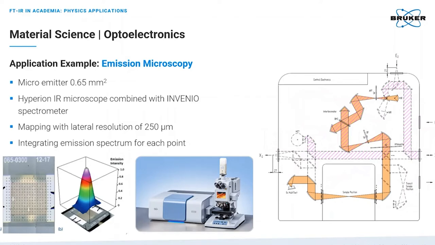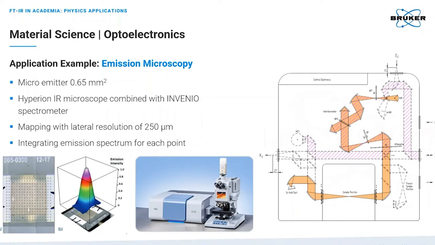In this example from optoelectronics, we measure a micro emitter or optoelectronic device using a Bruker research spectrometer combined with the IR microscope Hyperion. For this purpose, Bruker can equip the Hyperion microscope, when attached to a research spectrometer, with an emission option. That emission option extends the possibilities of the microscope. Standard for every Hyperion is the transmission and reflectance mode, and optionally, by modification of the objective, ATR measurements are possible.